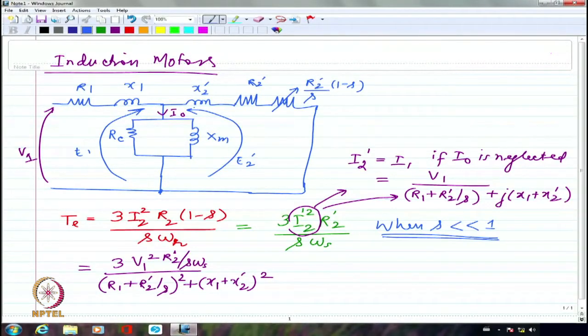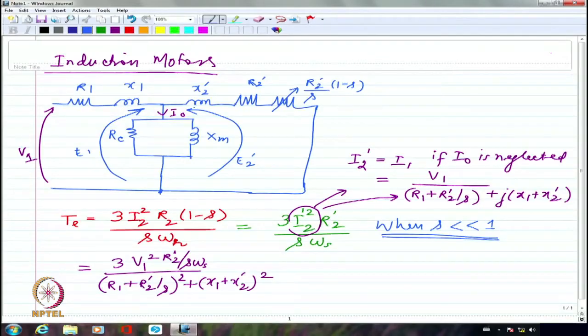So I'm going to have almost 95% being converted into mechanical output, which means I am going to have slip to be only about 5% or even less. So that's the reason why we say slip is generally normally much less than 1, corresponds to the normal operating region of the induction motor.